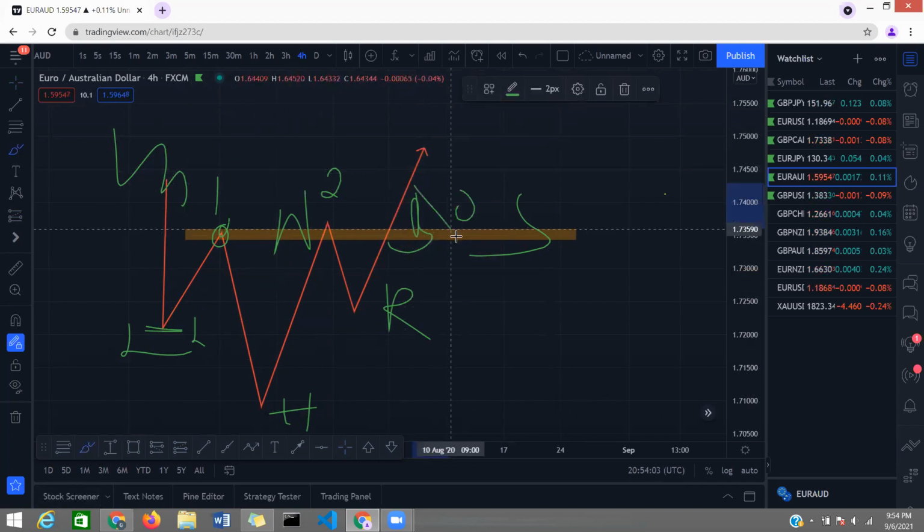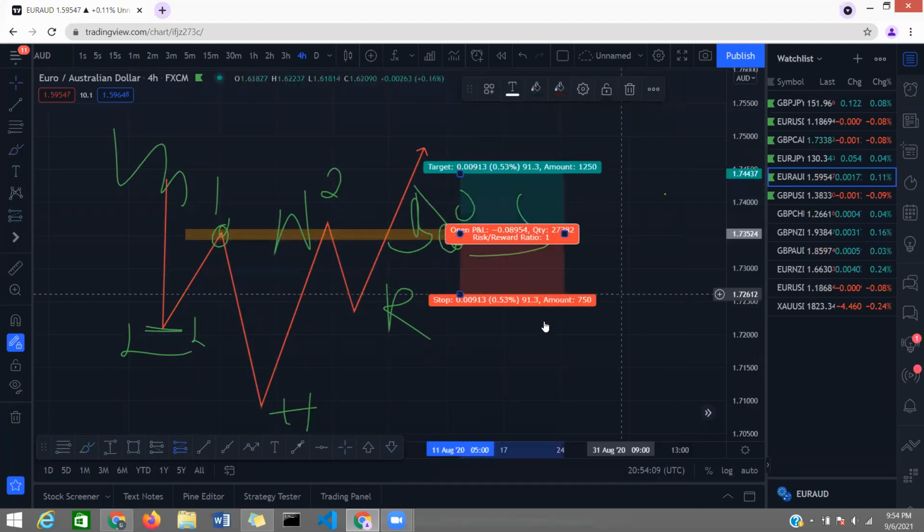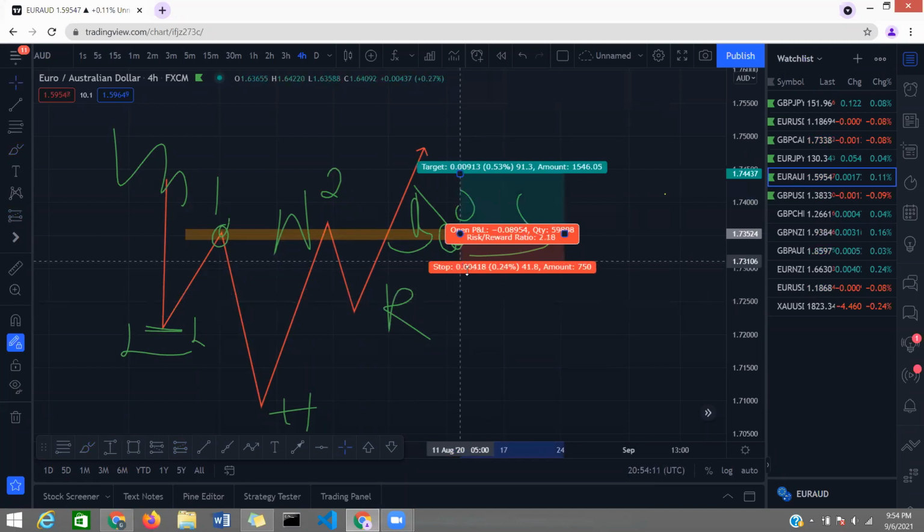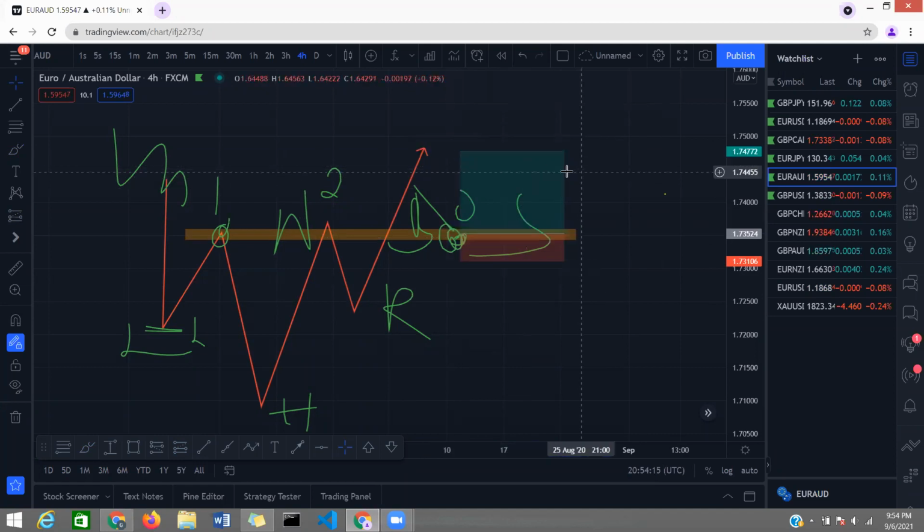Or you can wait for a retest of this structure. Once price comes to retest, you can get in now. The only risk of waiting for the retest is that sometimes you might never have a retest, and that is fine. As long as you are trading safely, that is fine.